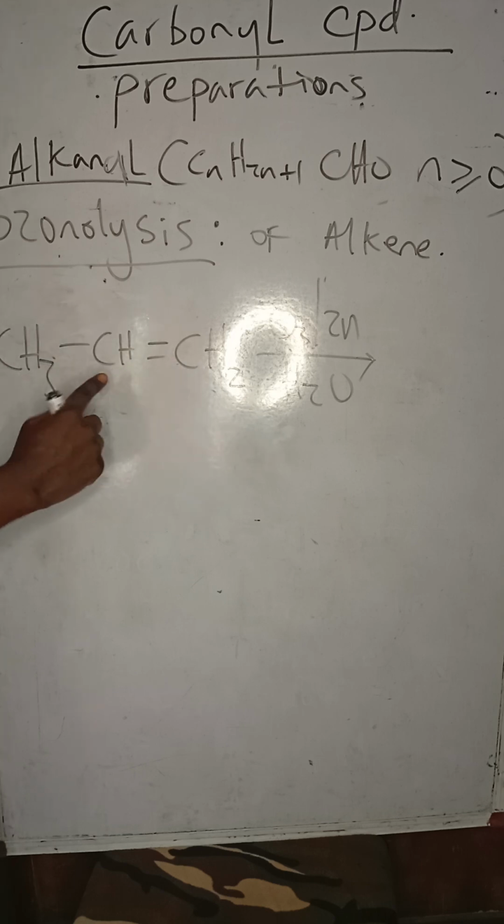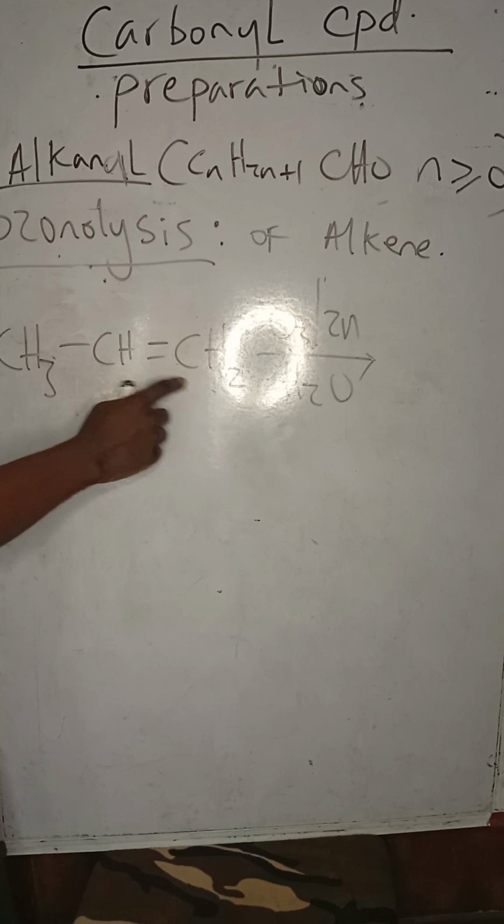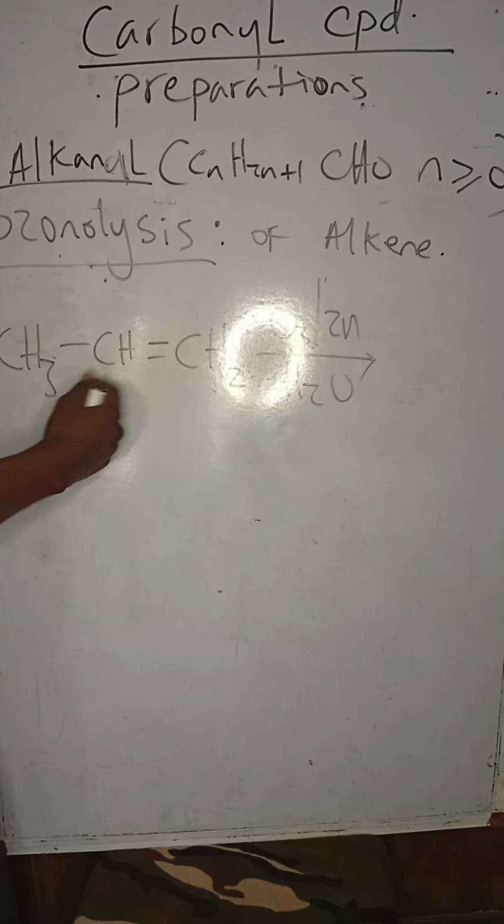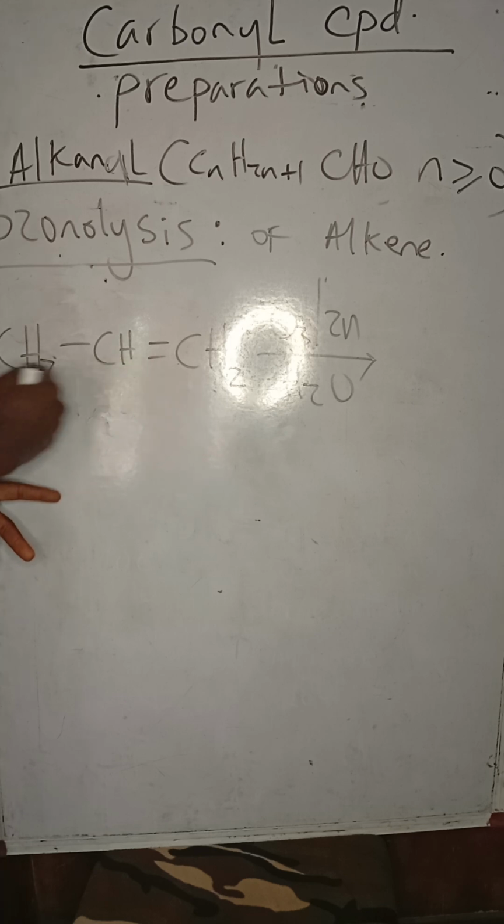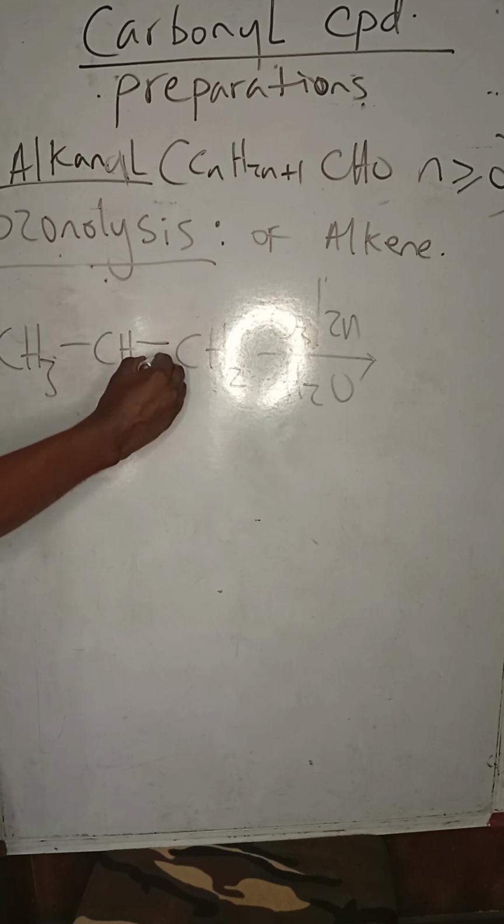Now, let's check. Does the carbon carrying the double bond have an alkyl group? No, there's no alkyl group. So the carbon carrying the double bond just has H's. There are no extra alkyl groups, so there's just H on it. So this is 1, 2, 3. This is prop-1-ene. So when you cleave, this is the mechanism for any ozonolysis reaction.